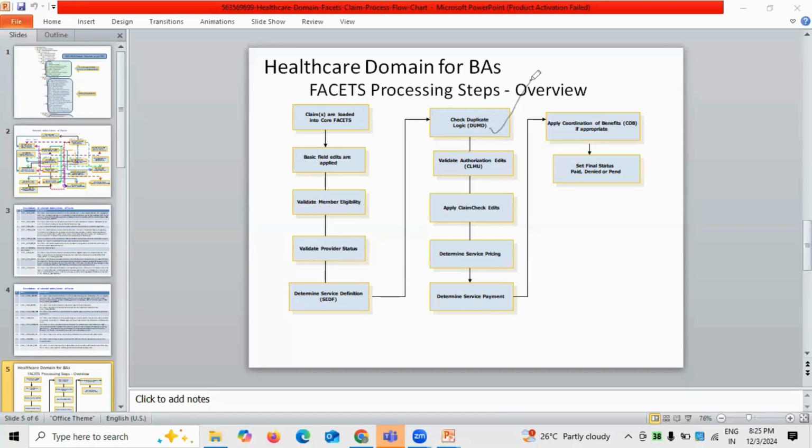For example, for the same case, two different claim forms were submitted. It is not by intention, maybe sometimes by ignorance or by chance, and through Facets you have received it. So you have to check for duplication. If there is any kind of duplication, all of those duplications have to be taken out.